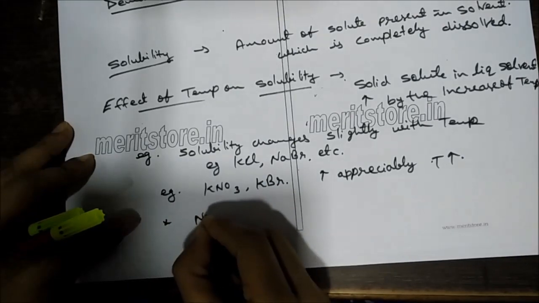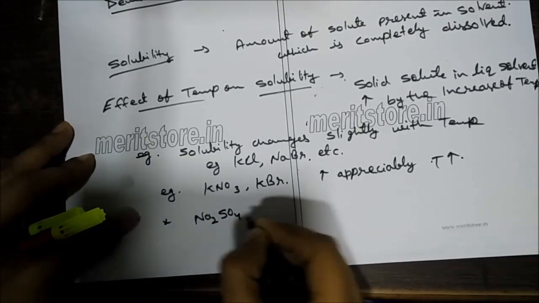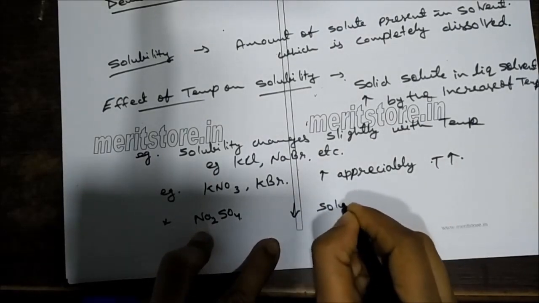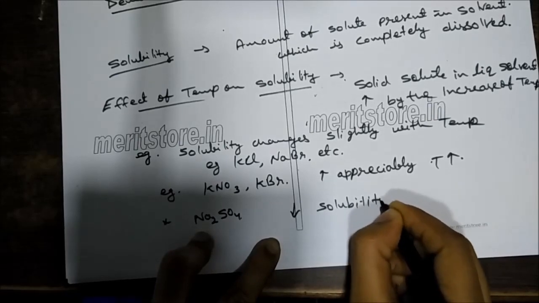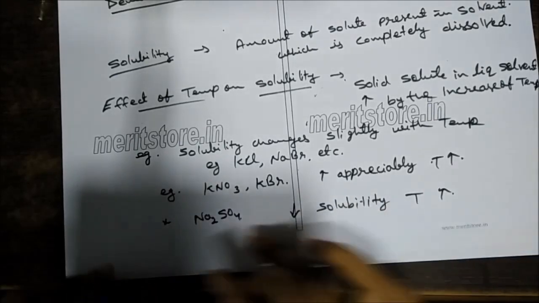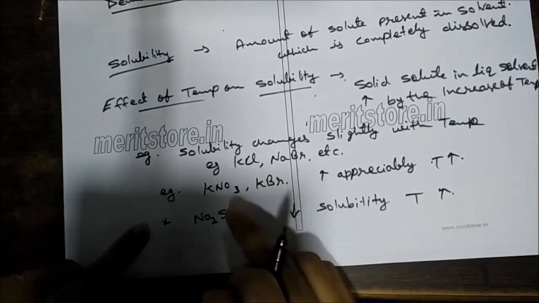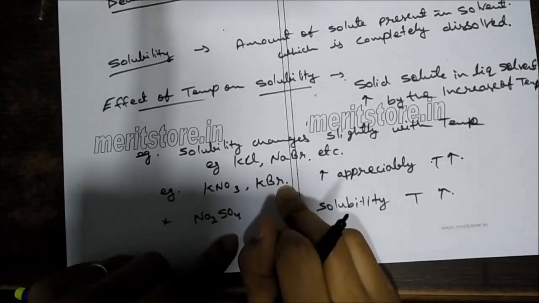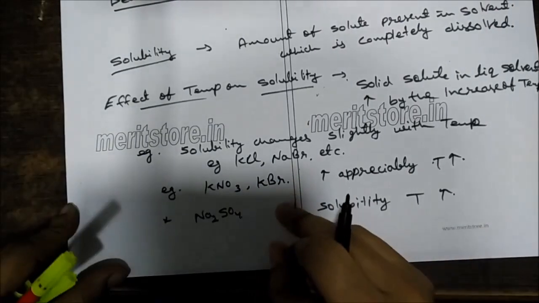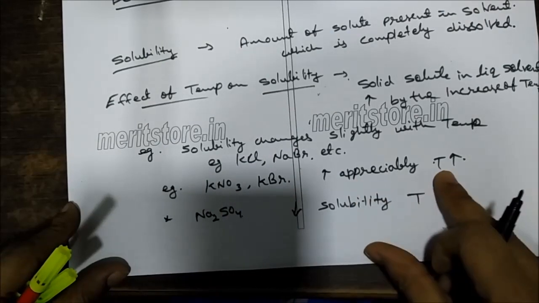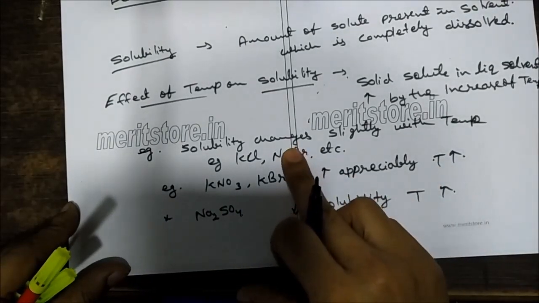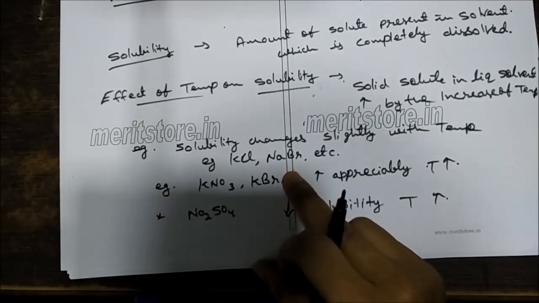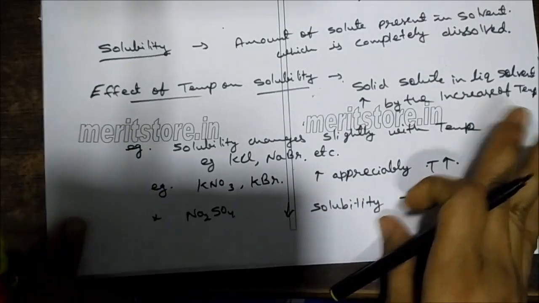For sodium sulfate like compounds, the solubility decreases with increase in temperature. So for sodium sulfate, the solubility decreases with increase in temperature. Potassium nitrate and potassium bromide, the solubility increases with increase in temperature. And for potassium chloride and sodium bromide, the solubility changes very slightly with increase in temperature.